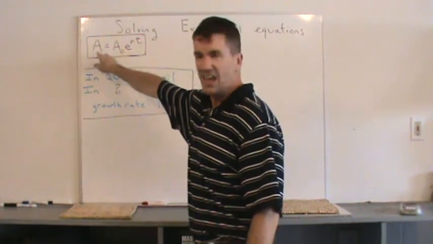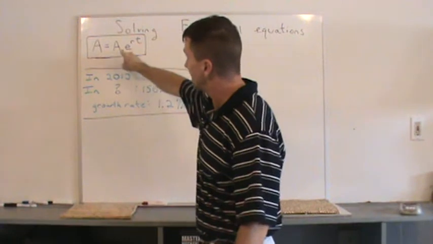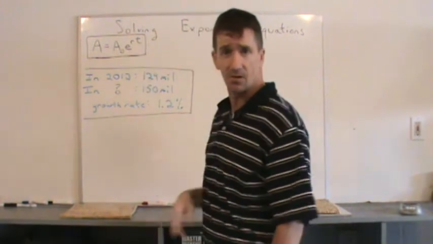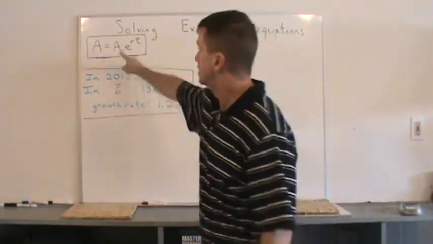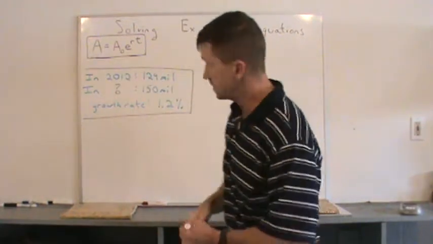I've written up here A equal to A, see that sub-zero? We can call that A naught. A equal to A naught times e to the RT. R represents the rate. This A naught is the beginning amount, and this A is the final amount.